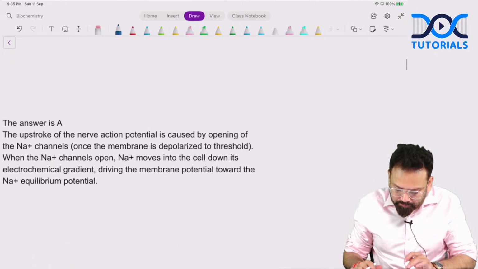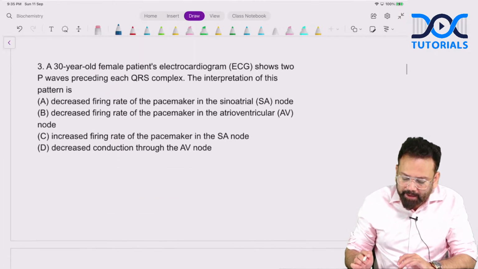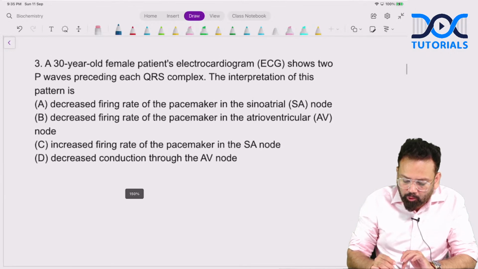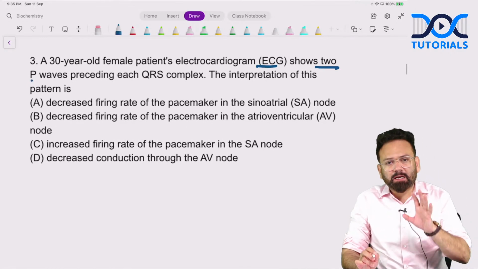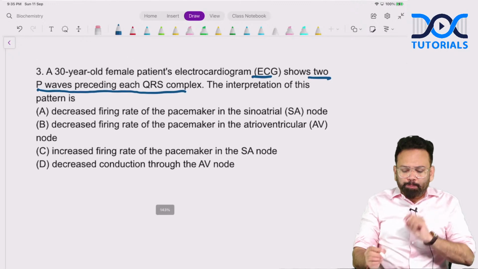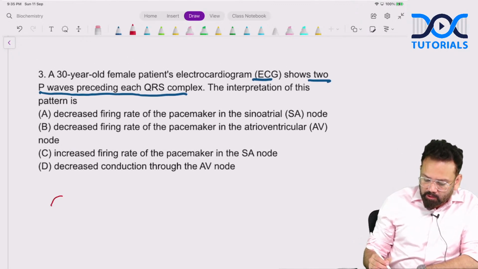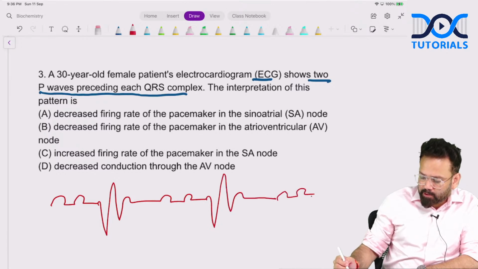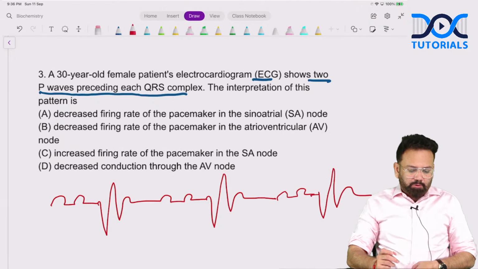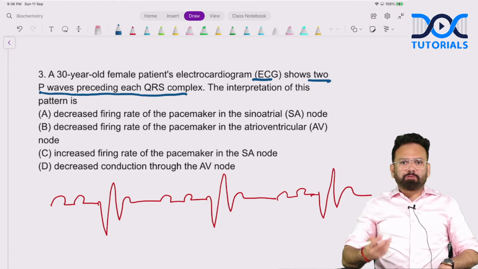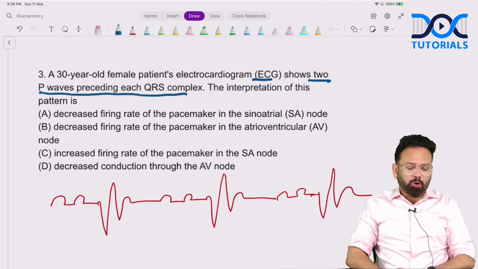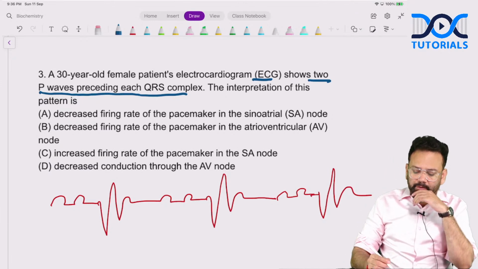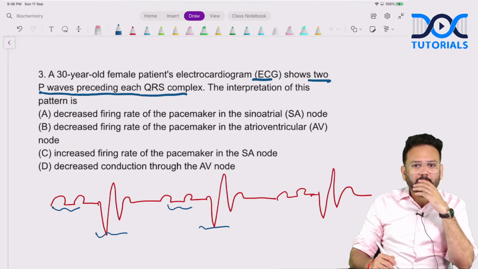Next question. A 30-year-old female patient's ECG showed 2 P waves preceding each QRS. First tell me the diagnosis, then I will tell you the answer. 2 P waves followed by 1 QRS: 1P, 2P, QRST, 1P, 2P, QRST, 1P, 2P, QRST. What is the correct diagnosis? Which type of heart block is it?